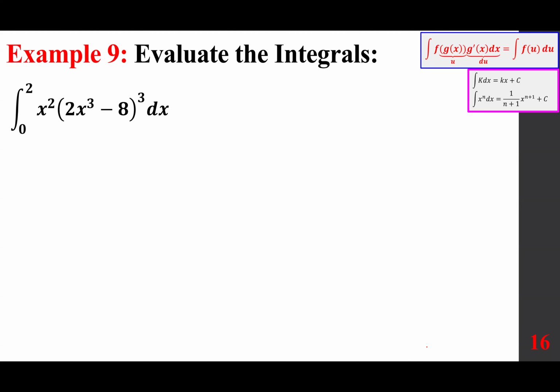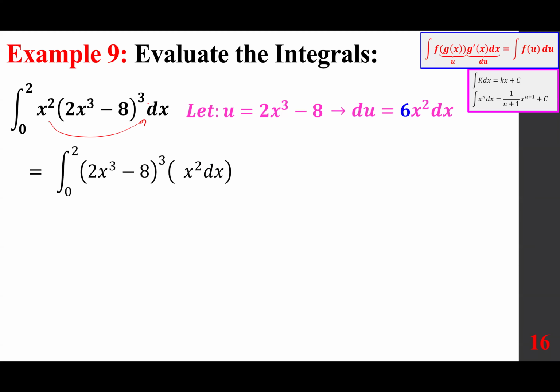The same thing. The more complicated function, 2x cubed minus 8, is a choice of u. The derivative is 6x squared. So du is 6x squared dx. We move the x squared next to dx, so it becomes clear everything is in order except the number 6 is missing.